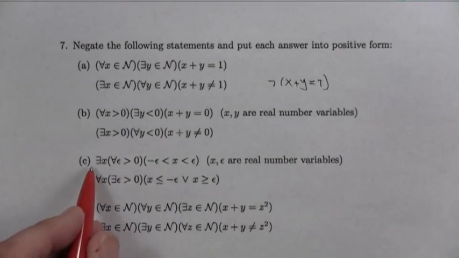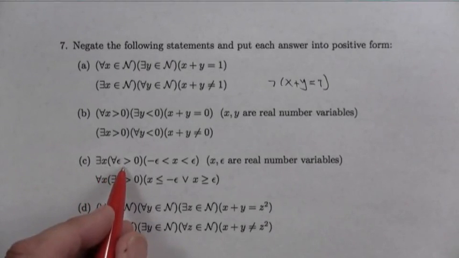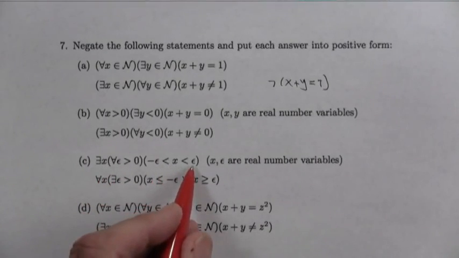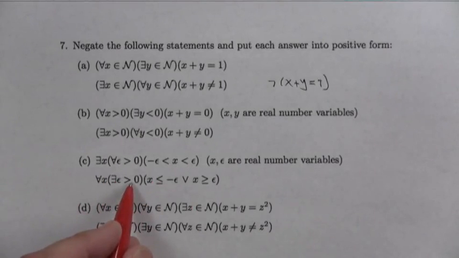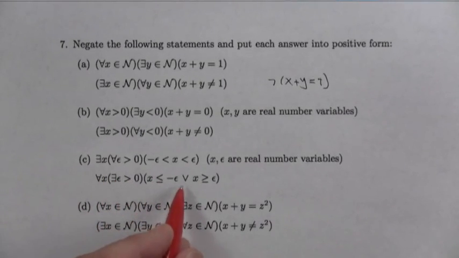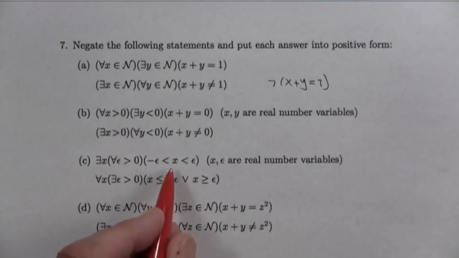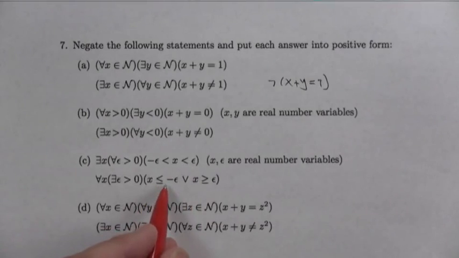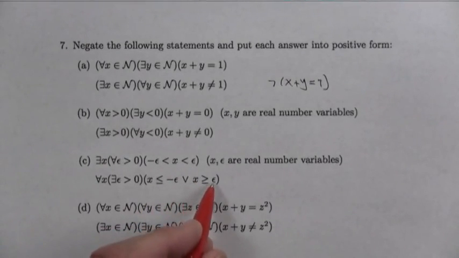Okay, for part C, there is an x such that for all epsilon greater than 0, negative epsilon less than x less than epsilon. And when you negate that, you get for all x, there is an epsilon greater than 0. And in this case, you're going to have to split this into two. If x is not between negative epsilon and plus epsilon, then either x is less than or equal to negative epsilon, or x is greater than or equal to epsilon.